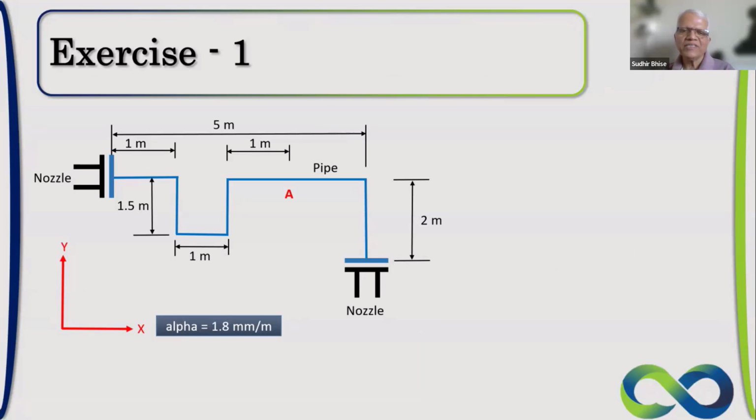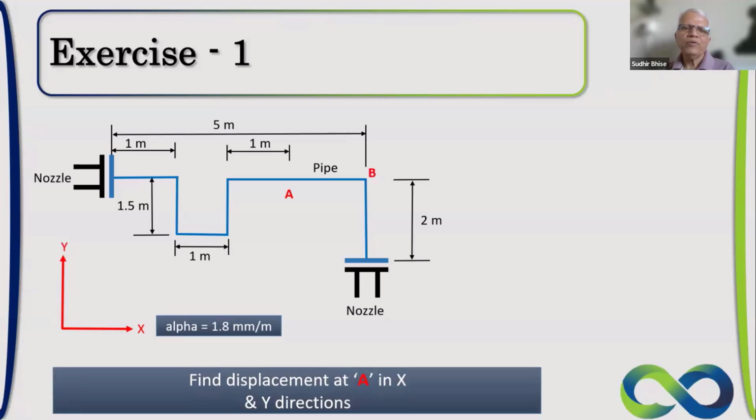And our task is to find out the displacement at point A in both X and Y directions. The pipe material alpha is given, and the various dimensions are given.